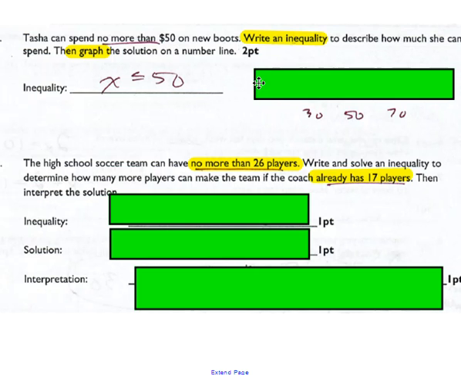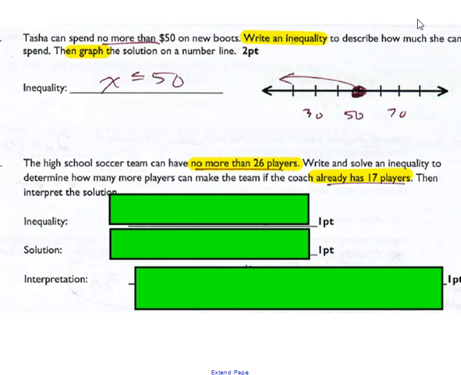So once I've done this, now I graph it. And that will be a closed dot on 50. And any amount that she can spend is going to be less than that. So it can be everything going left on our number line. It can be 40 or 30 or 20 or whatever, okay? Lots of options. Number 15, the high school soccer team can have no more than 26 players.